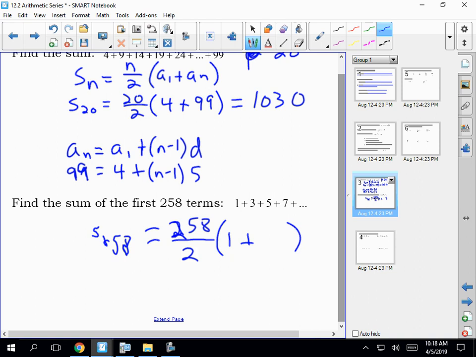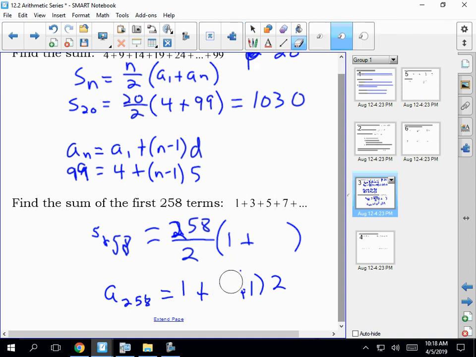So now I go to my other formula. A sub 258 equals 1 plus n minus 1 times the d, which is 2. The n is 258. And I can't read it. This is awesome for the recording. So those of you out there trying to watch the recording, good luck on seeing what's going on. So 258 minus 1, there it goes, it's back, times 2.